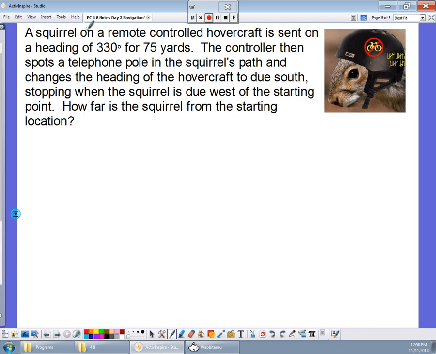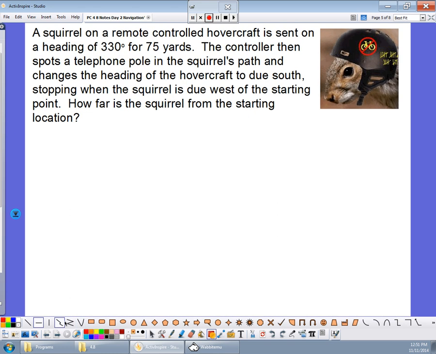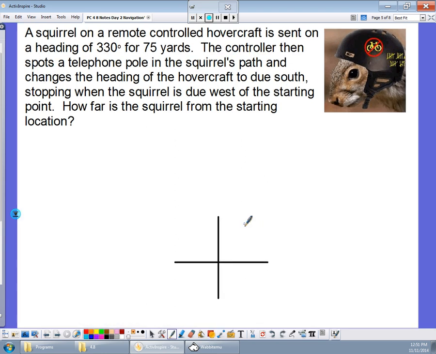So we can look at another one here. A squirrel on a remote controlled hovercraft is sent on a heading of 330 degrees for 75 yards. So I'm going to go back and start this one a little lower. So the squirrel on a remote controlled hovercraft. This is 0, so that's 90, 180, 270. 330 is going to be right here. Oops, I'm sorry. From north here to there, that's 330. This is 270.